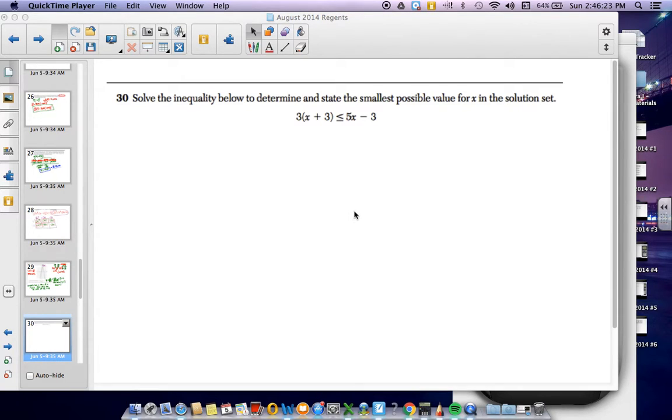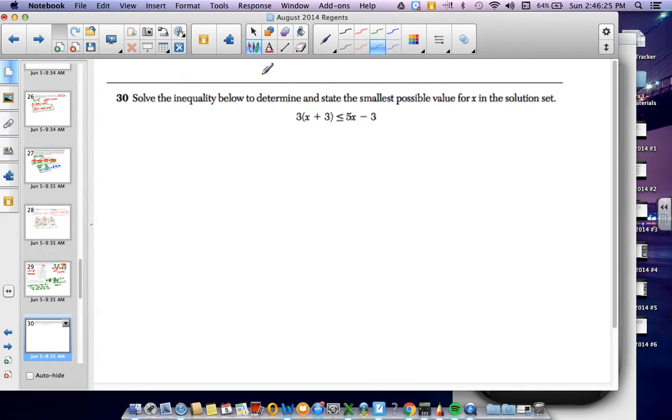Hello everyone. So for number 30, we're going to take a look at an inequality, and it wants us to solve it, and then we'll revisit what it's saying at the end here. They want us to state the smallest possible value of x. But first, let's go about actually solving this. So I'm just going to copy it down.